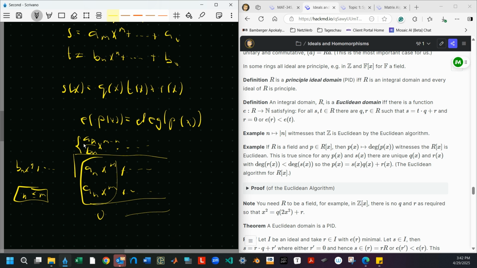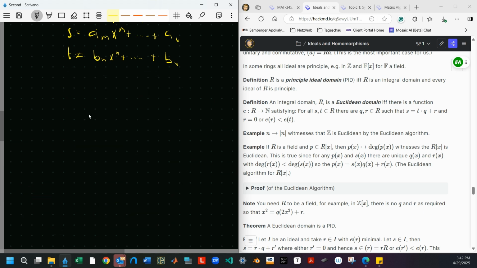Now it is kind of useful to think about when you can do something like this and you're not in a field, because it does come up even in some of your homework. So first of all, let me just say we're done with that. We have shown that F[x] for F a field is a Euclidean domain.